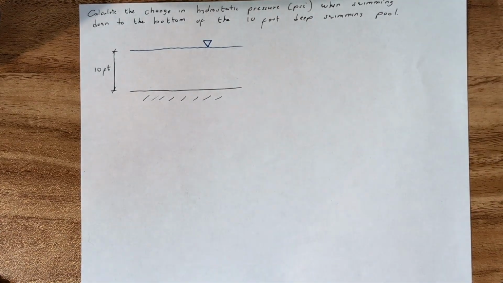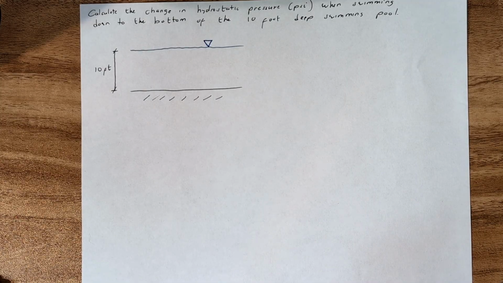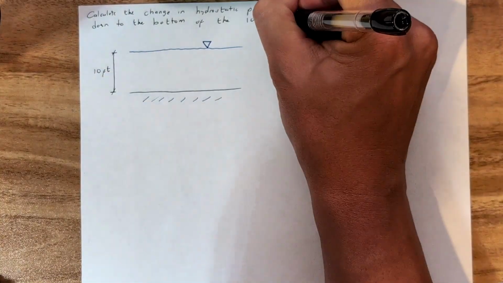Right now we're going to start on fluid statics and do some manometry problems. We're going to start with a simple one with a person swimming down 10 feet. For this problem, we're going to calculate the change in hydrostatic pressure in PSI when swimming down to the bottom of the 10 foot deep swimming pool. So this is actually not feet, plural.